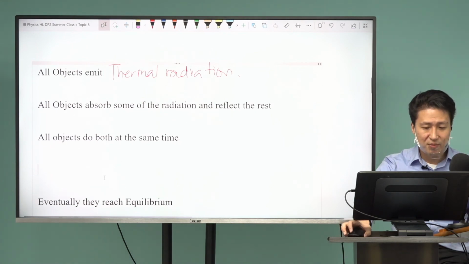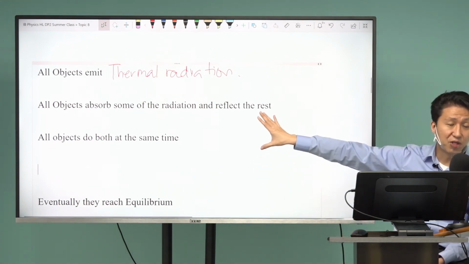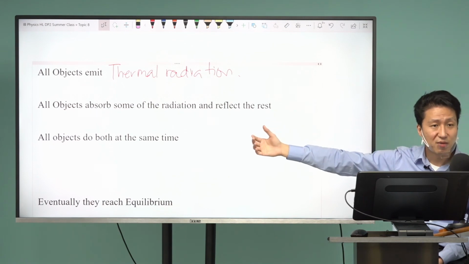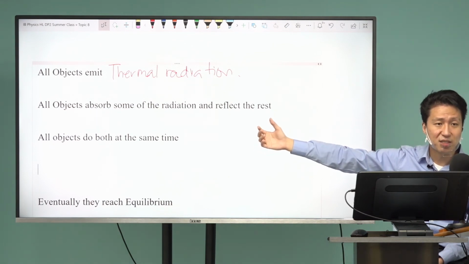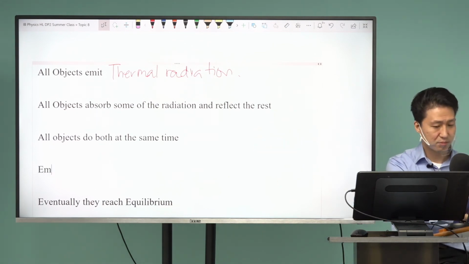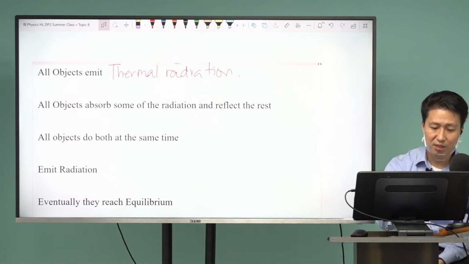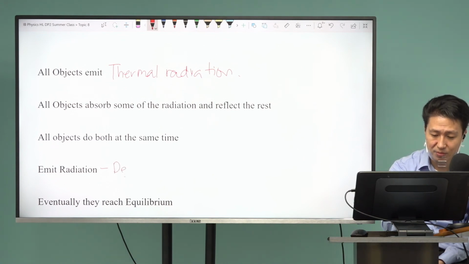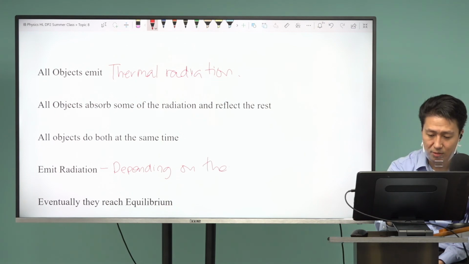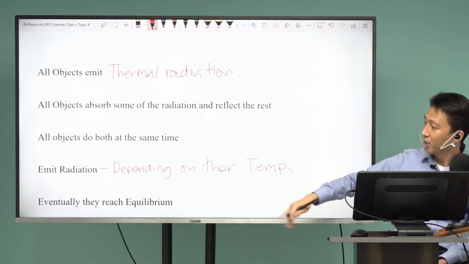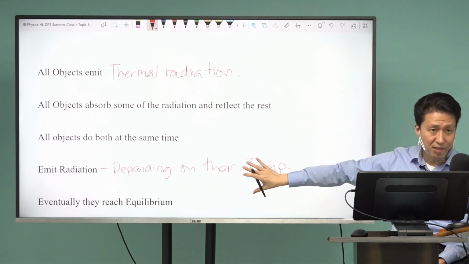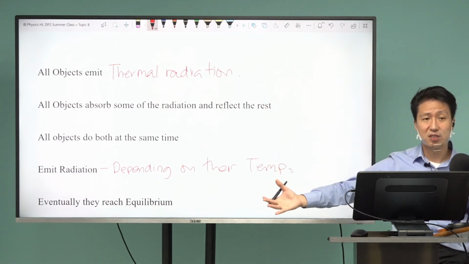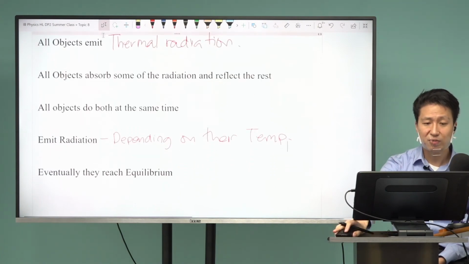But there's one other thing they do: we said they also emit radiation, depending on the temperature. So they absorb and they emit, and there has to be a balance. They have to reach equilibrium.